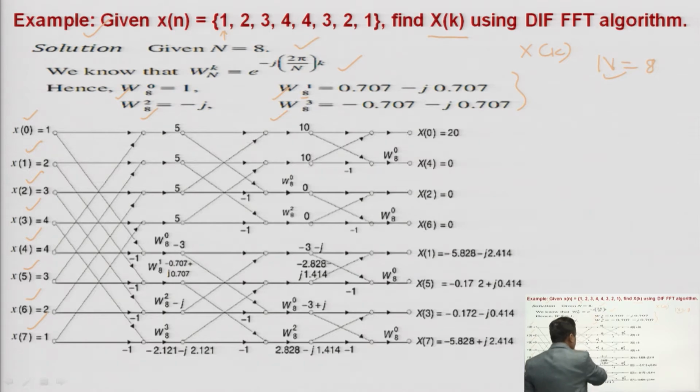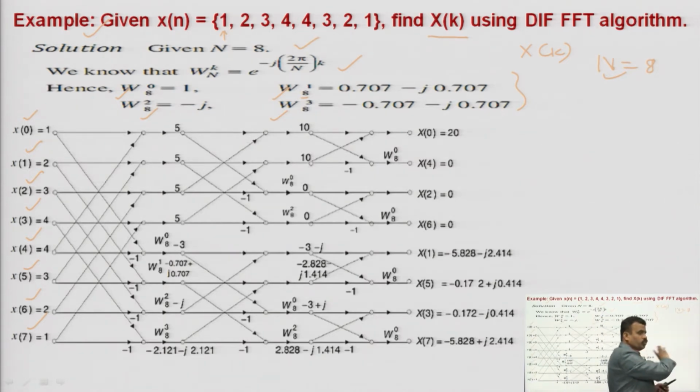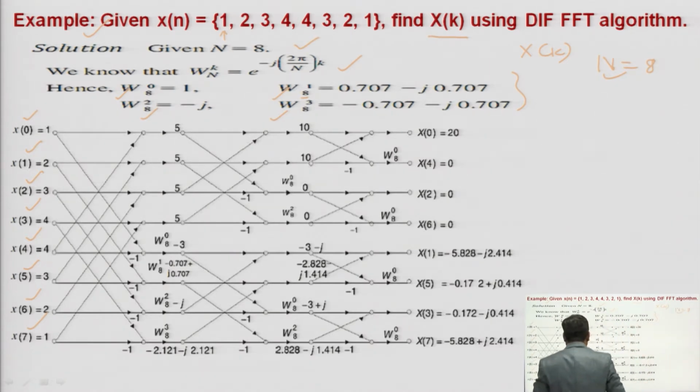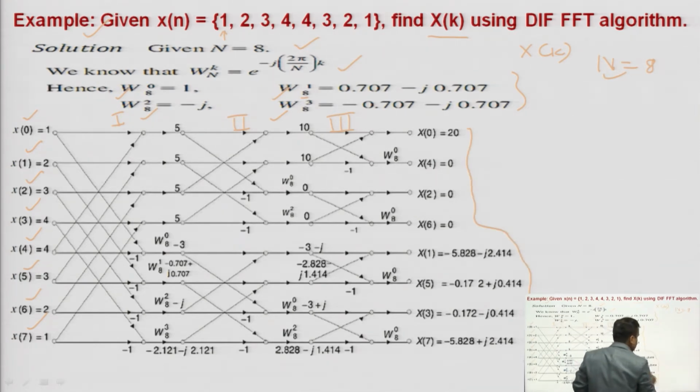Now, you know this algorithm's final flow chart. This is the final flow chart. This is your first stage, this will be your second stage and this will be your third stage. I explained this in my previous lecture. You have to decimate 3 times, in 3 stages. What is the difference here? You have to decimate the frequency domain of the signal, because it is DIF FFT. It means X of k you have to decimate here.